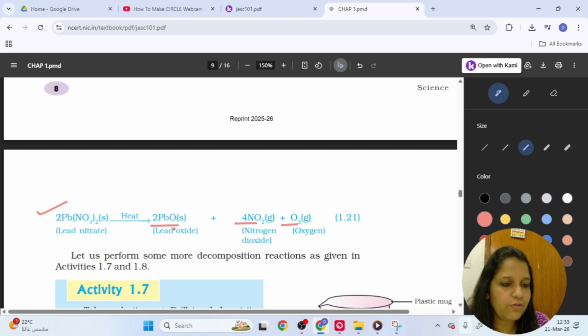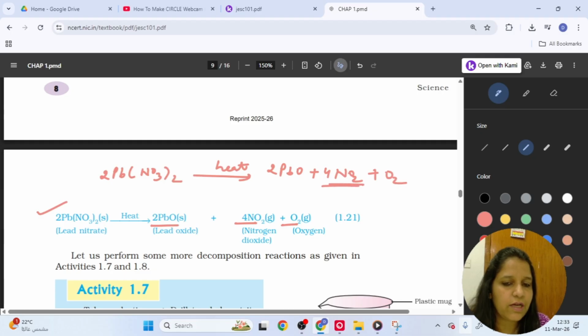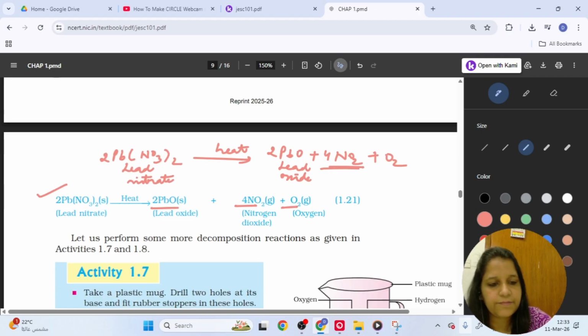So lead nitrate का formula क्या है? 2Pb(NO3)2. और जब इसको अपन हीट करते हैं तो हमें क्या मिल रहा है? 2PbO plus 4NO2 plus O2. So this is nitrogen dioxide. ये क्या है? ये है lead oxide. And this is lead nitrate.